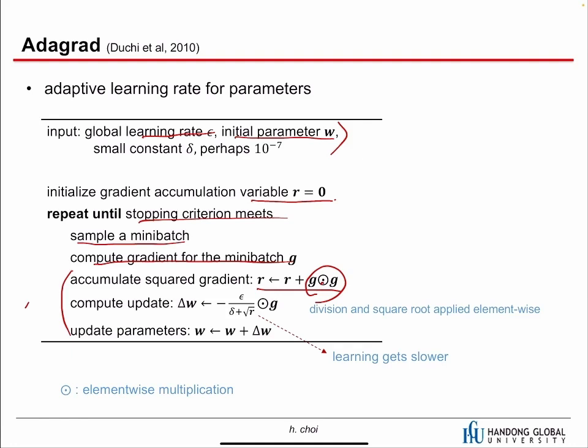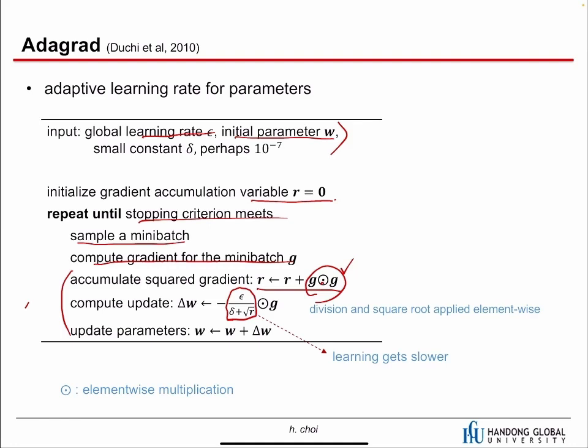We have been updating this much. Okay, so r defines that, and then when we update the parameter, this is kind of the learning rate. Okay, and the learning rate gets slower. This is the beauty of AdaGrad.